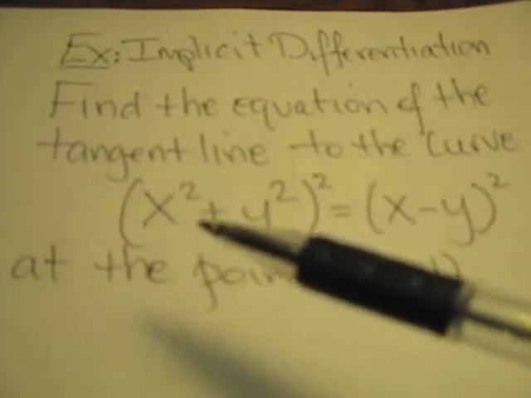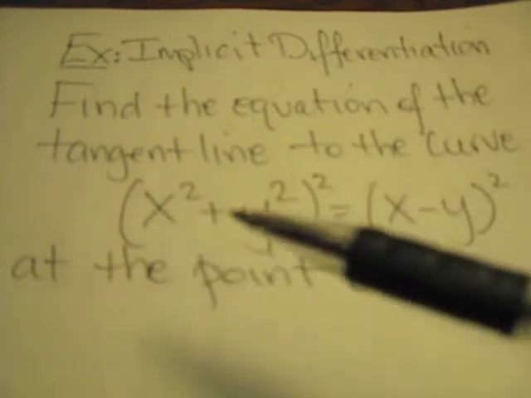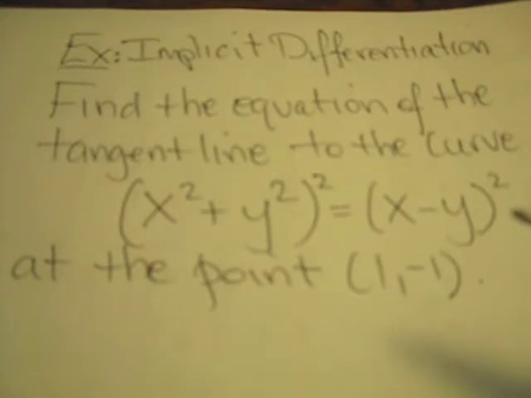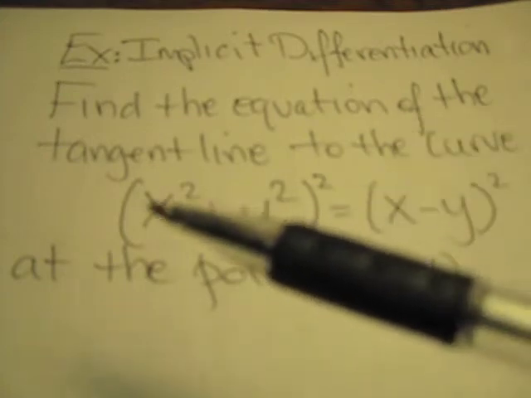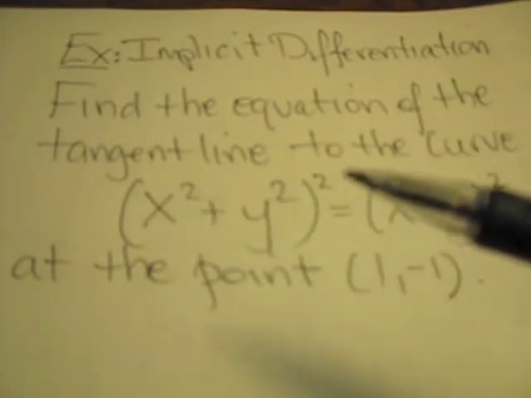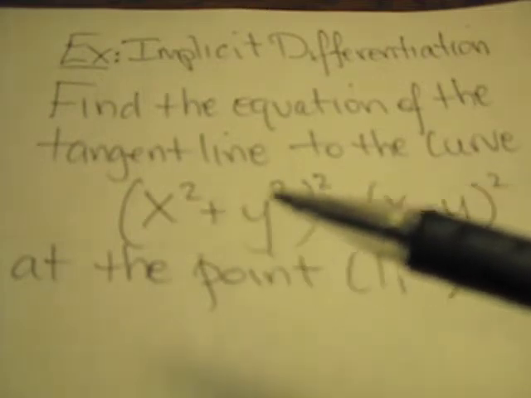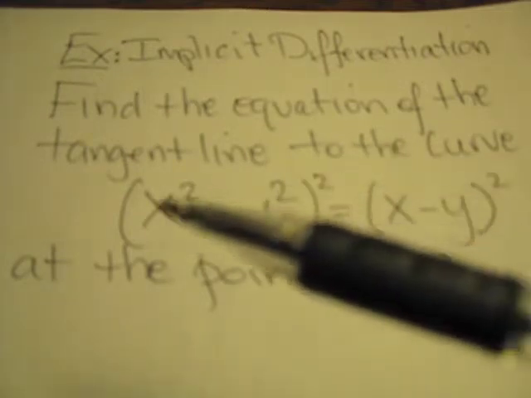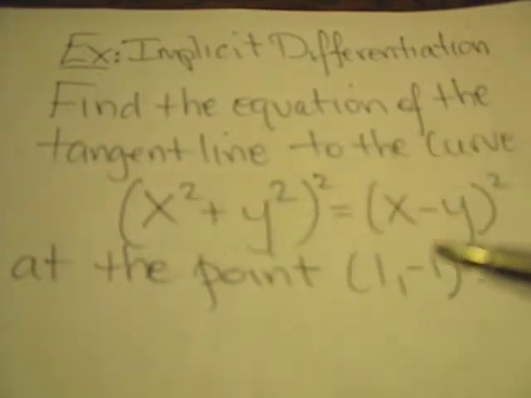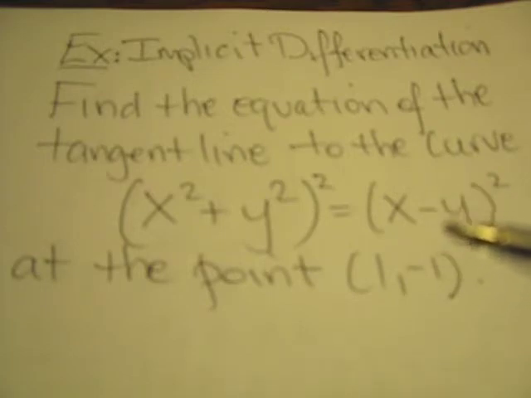Secondly, we need to keep in mind that as we differentiate this function we need to apply the differentiation rules that we come across. For example, (x squared plus y squared) all squared is a function of a function. It's this function squared. So we're going to have to apply the chain rule to this. Similarly on this one here, (x minus y) all squared is also a function of a function, and we need to be able to apply the chain rule to that.